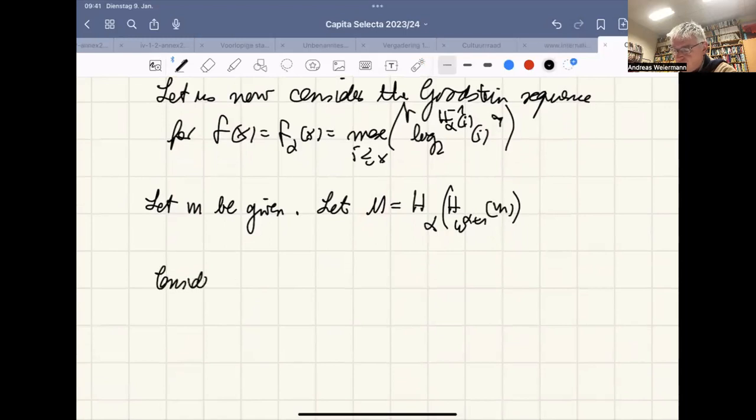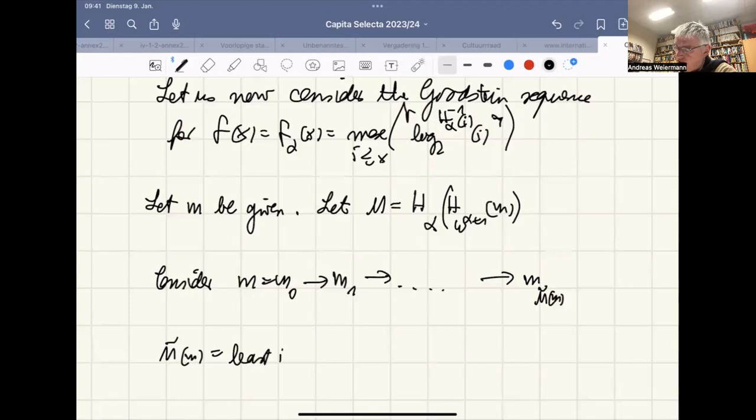Consider the Goodstein process. M is equal to M0. This goes to M1, goes to M, and finally reaches a number, say M tilde of M, where M tilde of M is the first place, the least I, such that M of I is 0. Now, technically, we have to plug in here these notations to say that this is the Goodstein sequence with respect to F, where F is equal to F alpha. Okay, now assume that the number M is smaller than M tilde of M. And we have to derive a contradiction.